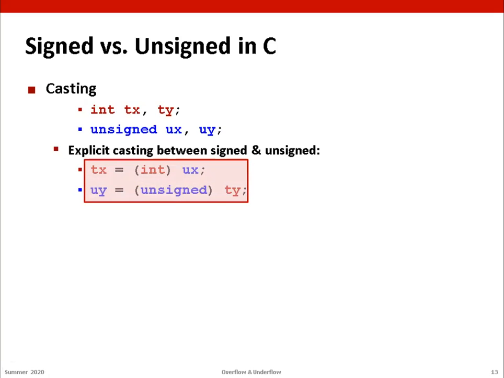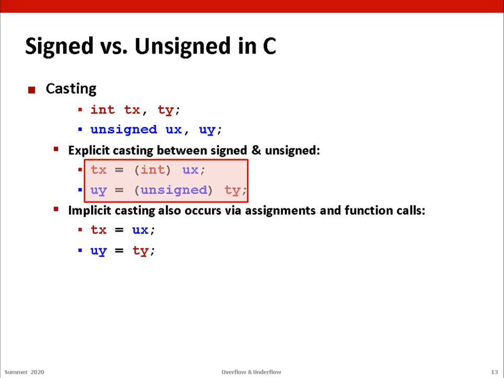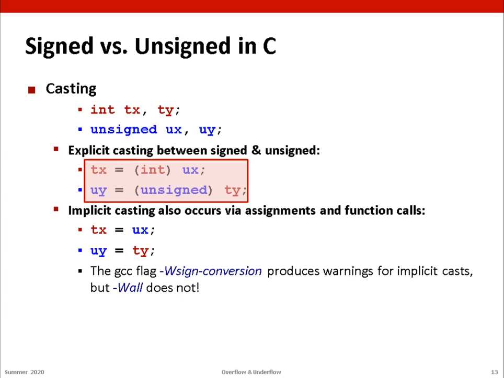So the int inside the round brackets changes the type of variable ux from unsigned into signed. And similarly, in the next statement, we want to convert a signed integer into unsigned integer, okay? But if you don't mention it explicitly, the compiler is going to perform it anyway. The compiler would implicitly do the conversion, with some form of warnings.